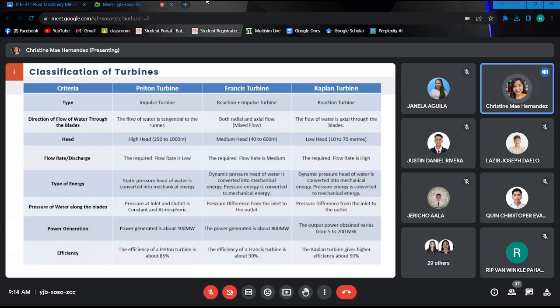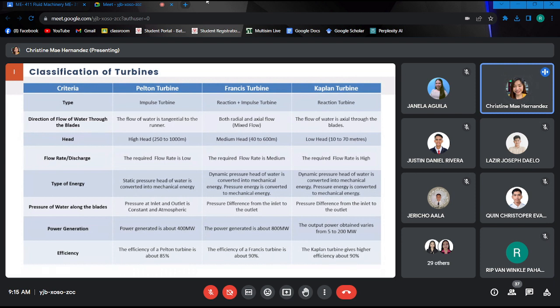Okay? So next, classification of turbines, para mas madali nyong ma-distinguish ano ba ang differences ng tatlo. So si Pelton, si Francis, pag sinabing Francis, it is mix ng reaction and impulse turbine, and si Kaplan yung reaction turbine natin. So, nandito na yung mga type, direction of flow, head, flow rate, type of energy, pressure of water, power generation, and lalo na yung ating efficiencies.